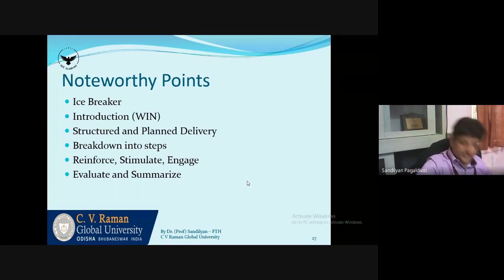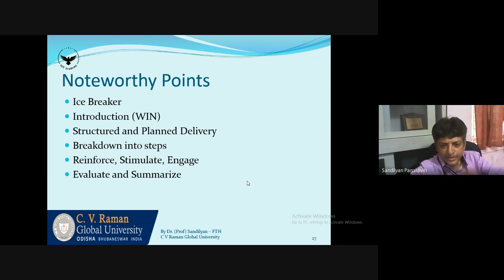The next step is the session has to be broken down properly in a structured manner, and the delivery has to be planned and practiced. Break the entire session into steps. After each step, reinforce, stimulate, and engage the students. Evaluate, summarize, and if necessary, make alterations so that your next session is improved. Next slide, ma'am.